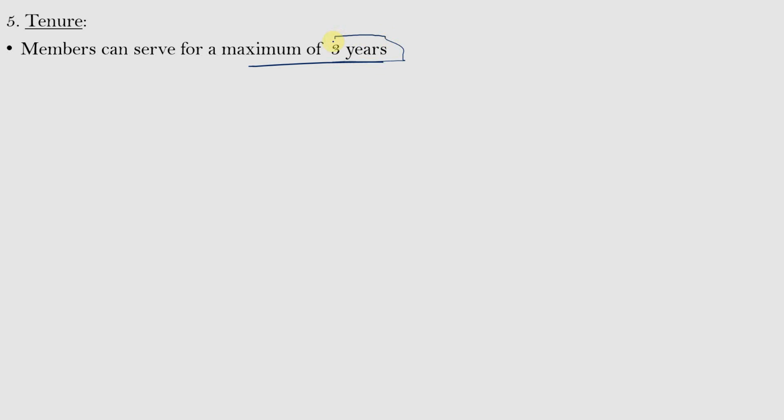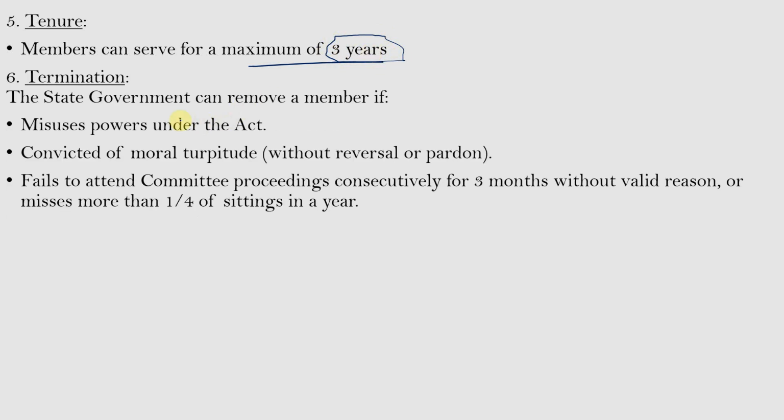So now let us understand the tenure of the members. The members can serve for a maximum period of 3 years. The state government can remove a member if they misuse the power under the Act, are convicted of moral turpitude without reversal or pardon, fail to attend committee proceedings consecutively for 3 months without valid reason, or miss more than one-fourth of sittings in a year. On these grounds, the state government can directly remove a member of a Child Welfare Committee.